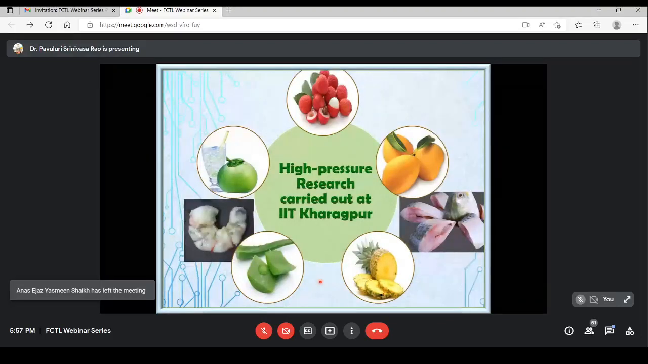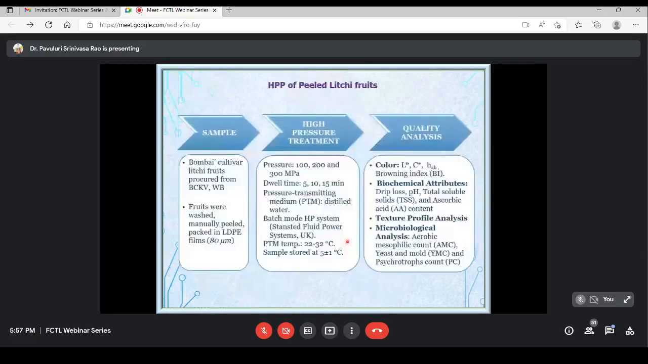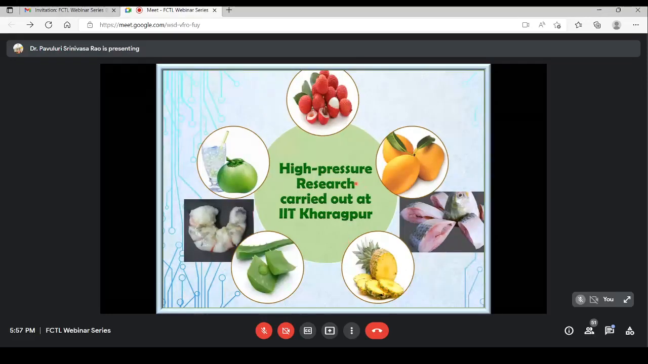Some of the research results which we have carried out at IIT Kharagpur, I would like to share in a simple way, where we have done research on various commodities like lychee, mango, pineapple, coconut water, sugarcane juice, aloe vera, etc.